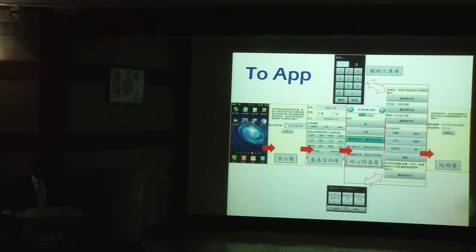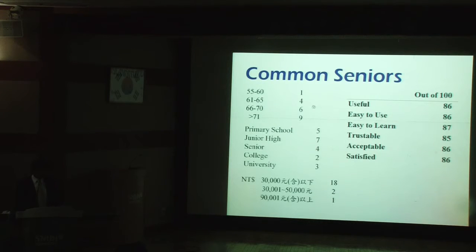Our new design is like this. We provide the application to our subjects. First they enter their IDs, then answer some basic information, then answer assessment questions. After they answer all the information, the system gives them a special code. They bring the special code to the community center, then go to do the screening directly. So this is the system working, and the result is quite good.